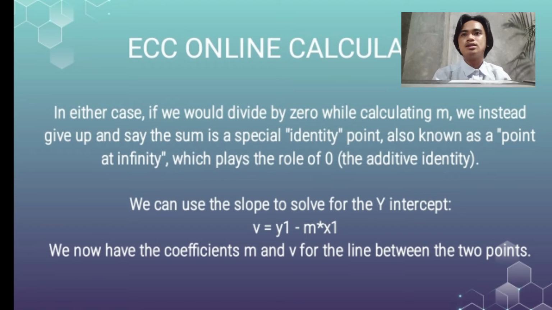In either case, if we would divide by 0 while calculating m, we instead give up and say the sum is a special identity point, also known as the point at infinity, which plays the role of O, the additive identity. We can use the slope to solve for the y-intercept. v equals y1 minus m times x1. We now have the coefficients m and v for the line between the 2 points.